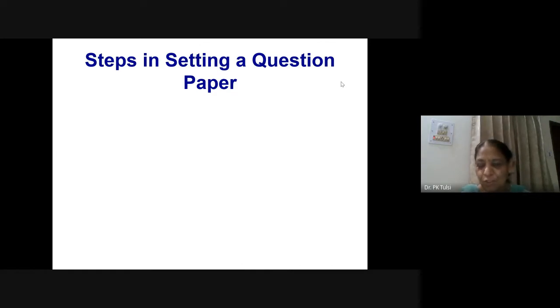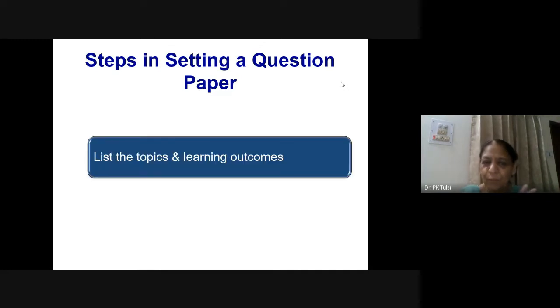Steps in setting a question paper. Normally, what do we do? Half an hour before, we sit, just open the textbook and a few question papers, and then start preparing the question paper. But a systematic process involves that we must first clearly indicate or know the topics which we are likely to cover.